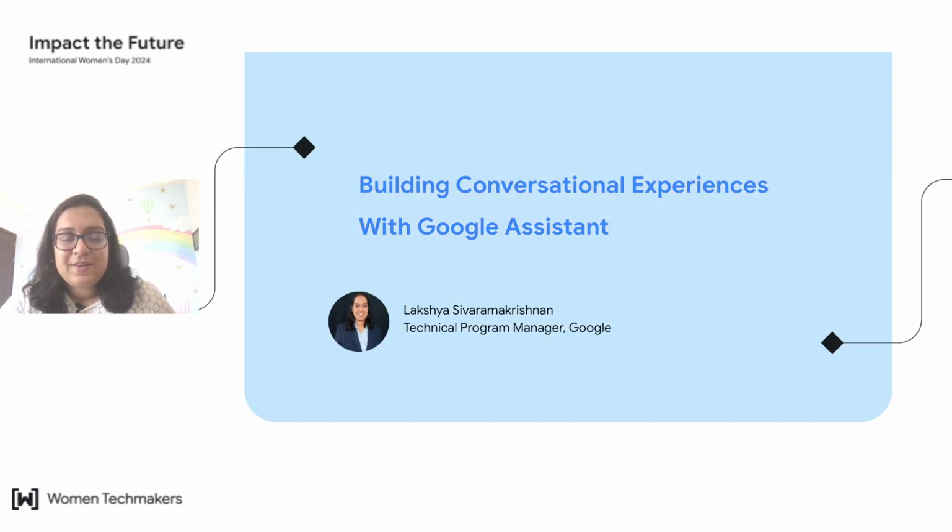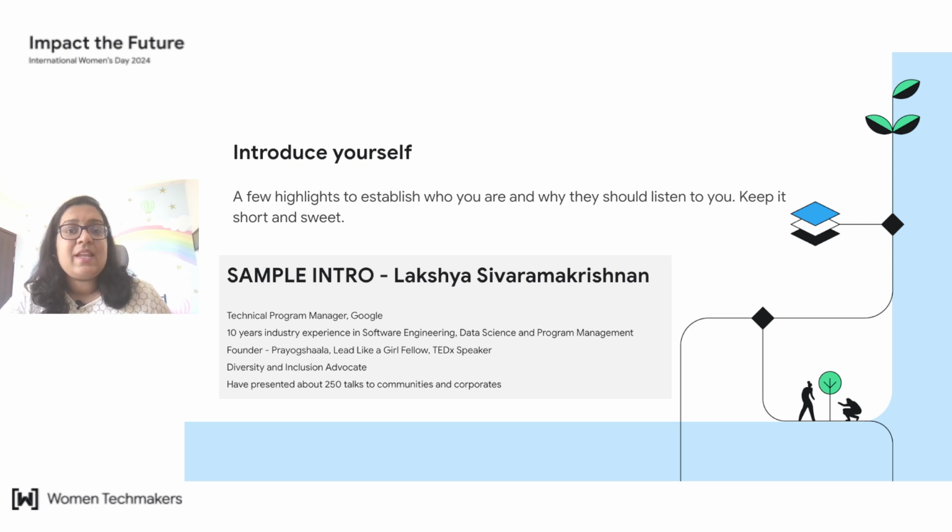So here's how my first slide would look, right? While I talk about what the topic is about and what is the motivation behind this talk, I also leave some time to introduce myself. And what does introducing yourself mean? You call out a few highlights that establish who you are and why your audience should listen to you. Try and keep it short. A short 3 to 4 lines would be a great start to talk about yourself.